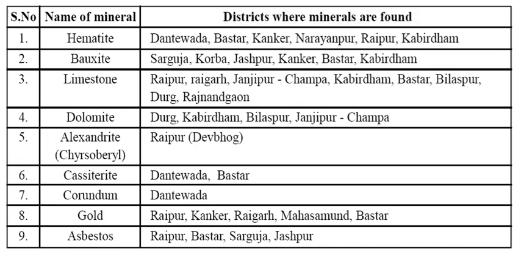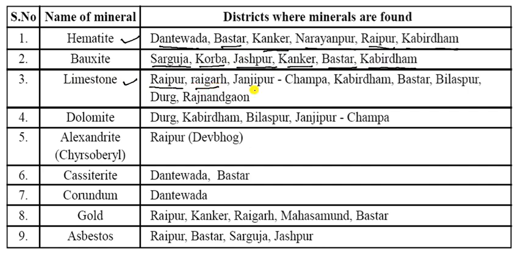So let us see in the next where they are found in our Chhattisgarh. The names of minerals and the districts where minerals are found in our Chhattisgarh. First one is hematite. Hematite is found in Dantewada, Bastar, Kanker, Narayanpur, Raipur and Kabirdham. So these are the places where hematite is found. Bauxite is found in Sarguja, Korba, Jashpur, Kanker, Bastar and Kabirdham.